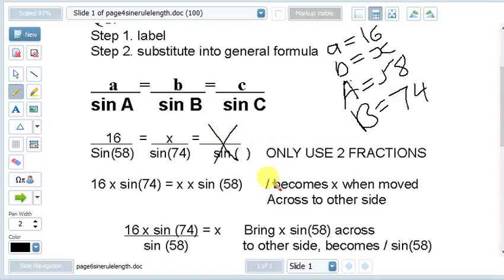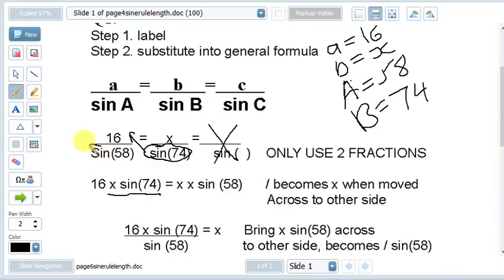So the first step is to try and get rid of these fractions, and we circle the sine of 74 and we bring that up there. We use a method called cross multiplication when one fraction equals another. So a divide by sine of 74 on the right hand side, when we move a divide across to the other side, it becomes a times by sine of 74.